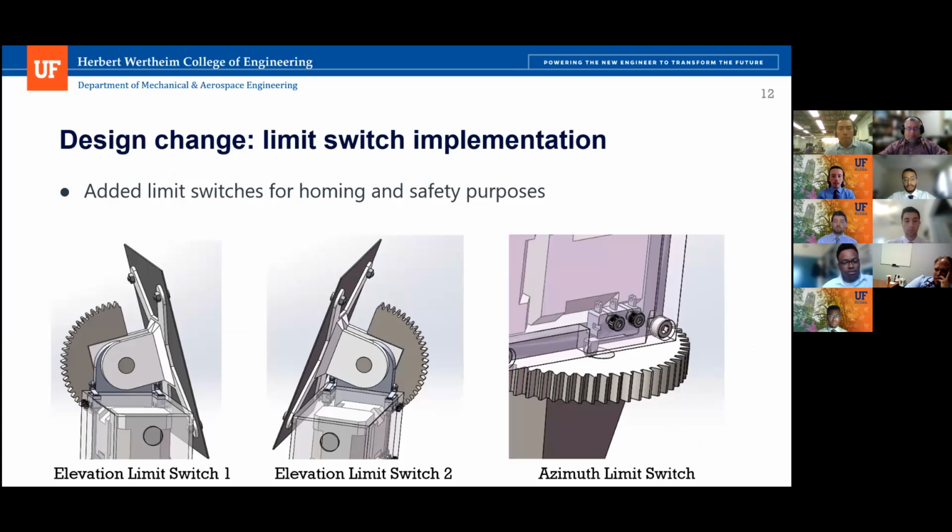The azimuth axis takes advantage of a peg in the base gear to actuate it, making it so that the limit switch does not limit the movement of the Heliostat. Next slide.